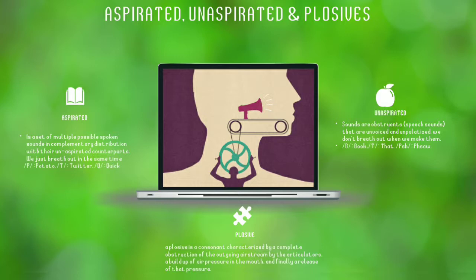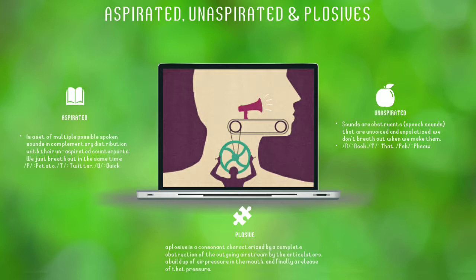When you put your hand in front of your mouth and speak, in any language, you will feel air puffing out from your mouth on certain sounds. We just breathe out at the same time. For example, potato, Twitter, quick.